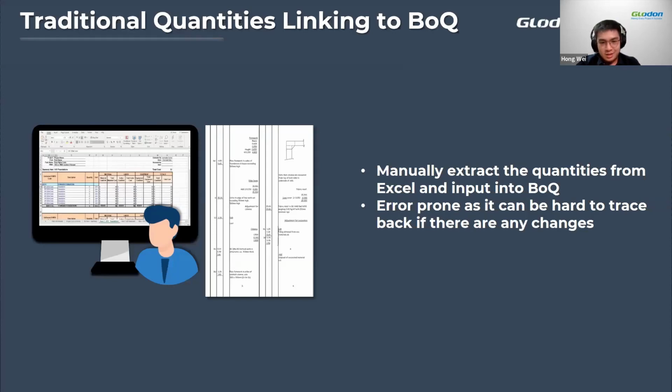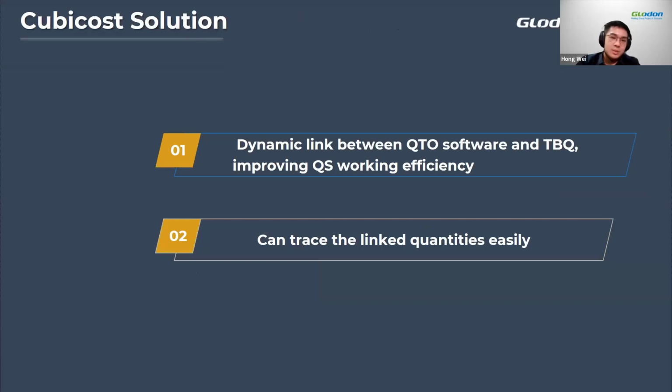So when you're doing this, the tendency of making errors is high, because you are extracting the information one by one. And not only that, if there are any changes to the quantities, you will find it very hard, or in fact, your manager will find it very hard to trace back the quantities, since there's no formula or any linking to the quantities, right? So what solution can TBQC provide to enhance or perhaps resolve part of the process?